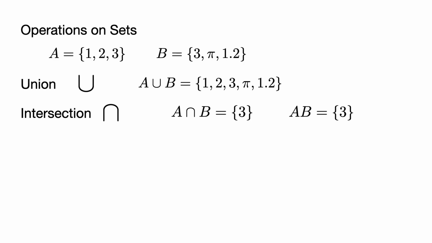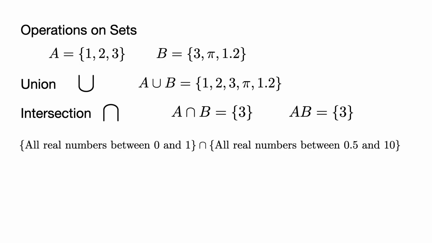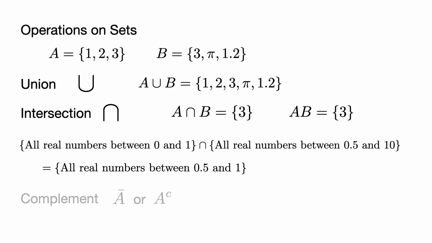Let's look at a slightly more interesting example. The intersection of the set of all real numbers between 0 and 1 and the set of all real numbers between 0.5 and 10 equals the set of all real numbers between 0.5 and 1. So you can perform intersection with infinite sets. Another operation on sets is the complement, denoted with either a bar or a superscript C. It is the set of all the elements that are not in A.